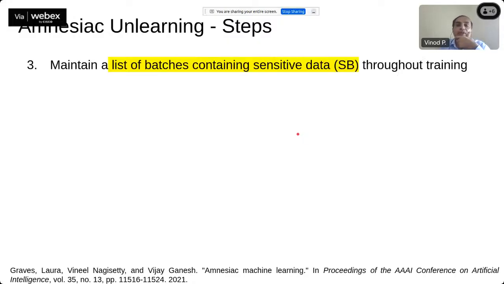So how does amnesic unlearning happen? In amnesic unlearning, a record is kept corresponding to sensitive batches. And what is the definition of a sensitive batch? A sensitive batch is a batch that contains at least one data point which is flagged as sensitive, which is a private data point. So in amnesic unlearning there is a collection of batches called the sensitive batches, represented by SV.